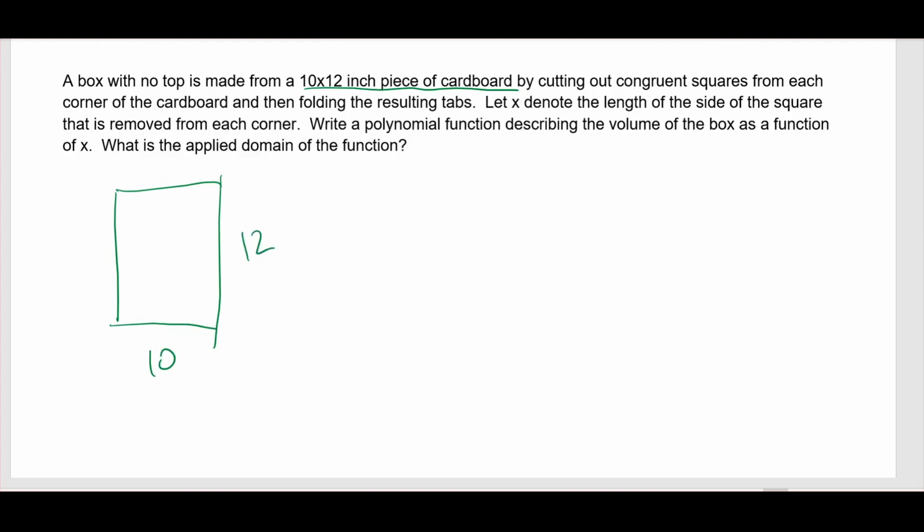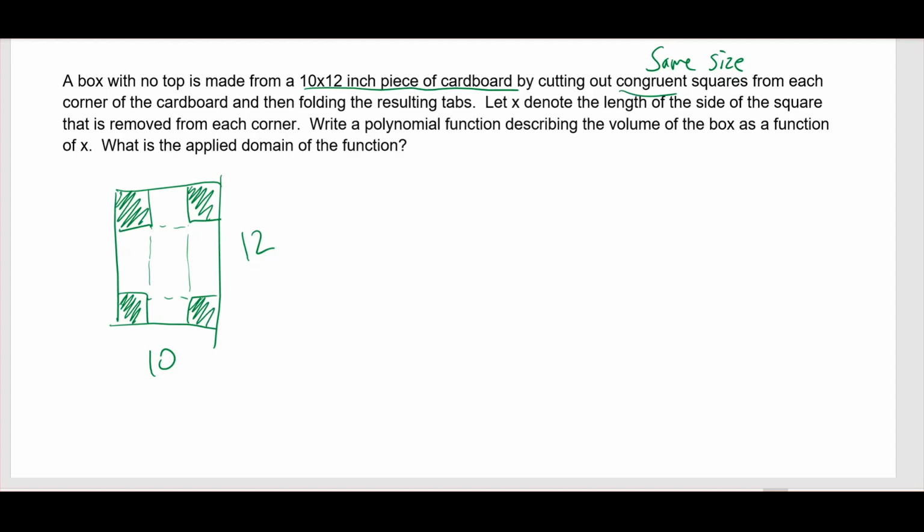And we're going to cut out congruent squares. So maybe we remember what congruent means. Maybe we don't, look it up if we don't know what it means, right? Congruent. So in this context, it means that they're the same size. So we're going to cut corners out of these, and they're all going to have squares that are the same size. And then we're going to fold along those lines, right? So these parts are going to be gone, and I'm going to fold up those corners, right?